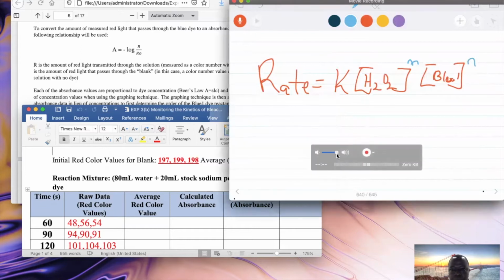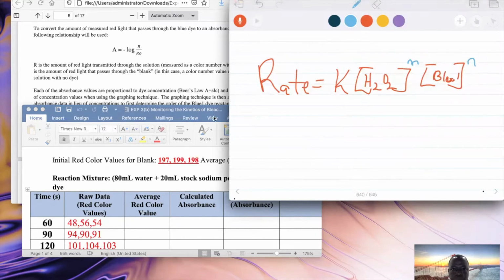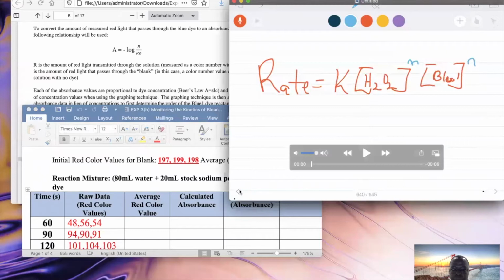Absorbance is given by A equals negative log of R, where R is the average, and R naught is the given value. This is the R naught given for P4.